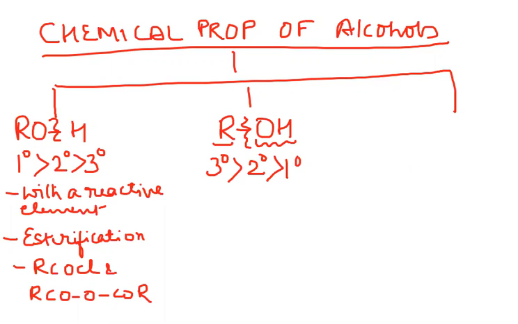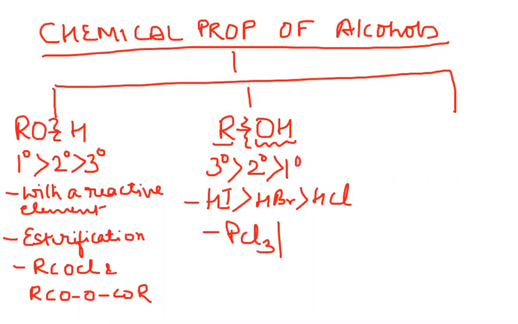However, as far as its reactions with HX are concerned, we also have to remember that HI is the most reactive due to the larger bond length, then it is HBr, and then HCl. Of course, HF does not show reactions under normal conditions. Under this, we will be doing the reactions with HI, and then with phosphorus trichloride, phosphorus pentachloride, and SOCl2, thionyl chloride. This is also an important reaction to understand.